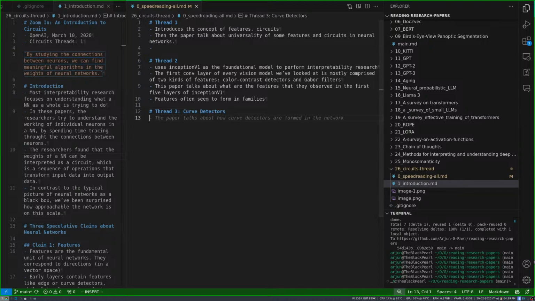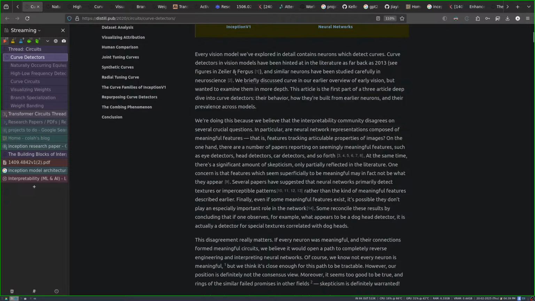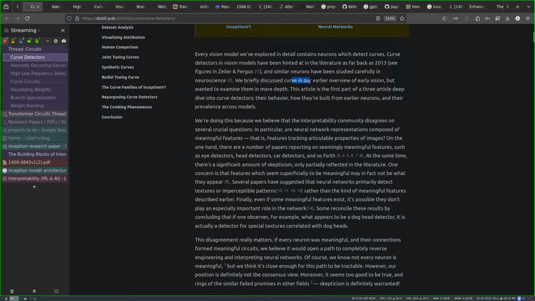Curve detectors. Every vision model we explored in detail contains neurons which detect curves. Curve detectors in vision models have been hinted at in the literature as far back as 2013, and several neurons have been studied carefully in neuroscience. We briefly discussed curves in our earlier article on early vision, but now we are moving deeper into curve detectors.